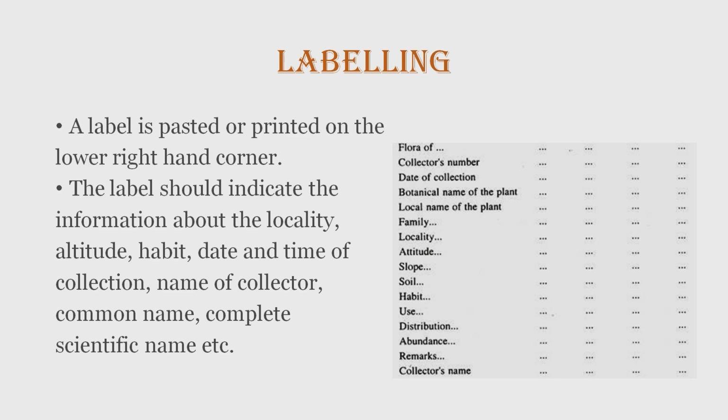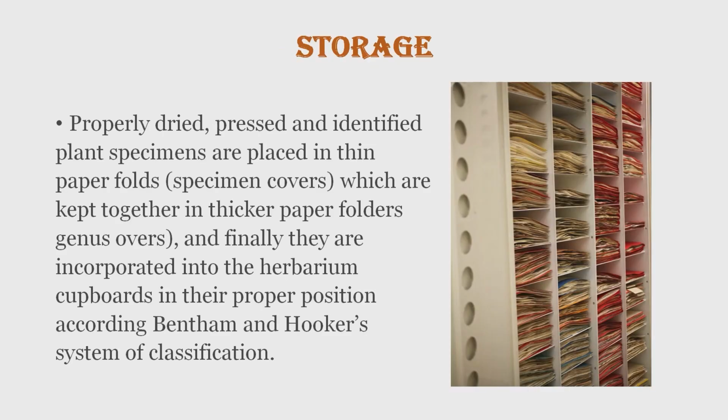Complete scientific name is a binomial name, and you have to give the common name. You can approach the local people from where you have collected, and you can ask them the local name. Date of collection is very important, so that we can know whether the plant is in the flowering stage or in the fruiting stage. We must write down the family name and the locality, and altitude is very important. We should also note down whether the habit is a tree or a shrub or herb. You can also note down some of the uses if you get the information.